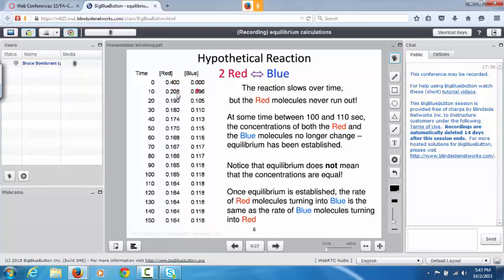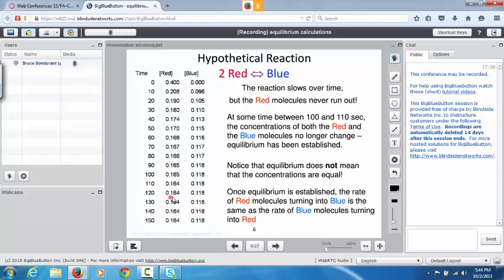And then the concentrations change over time. Red decreases, blue increases. What's happening is that red decreases and blue increases at a slower and slower rate until finally there is no net increase or change in concentration at about, say, 110. I guess Tro says seconds, so we'll call these seconds. So from about 110 on, there's really no change.